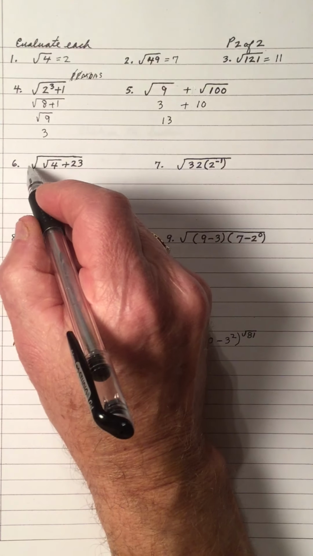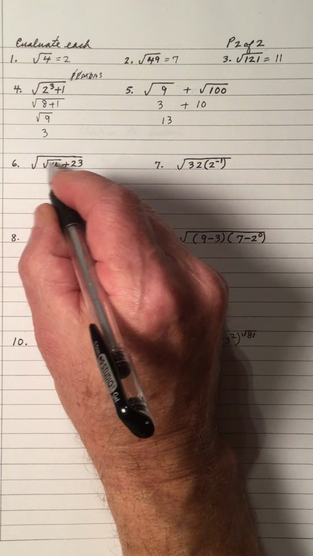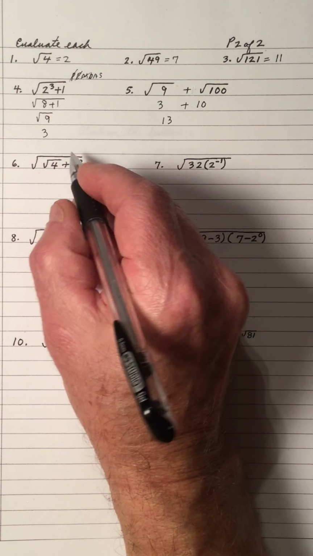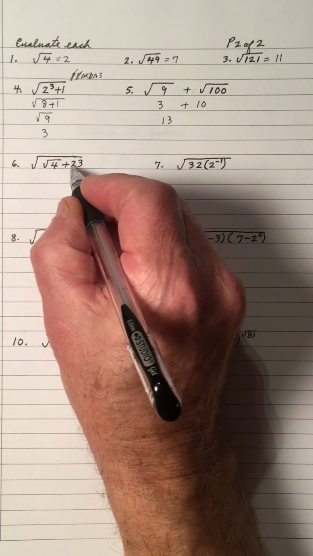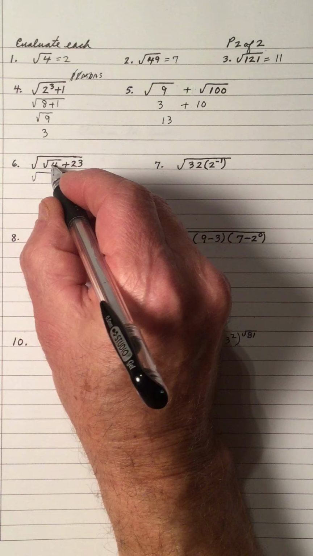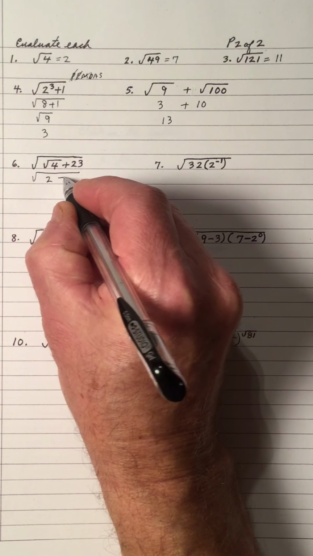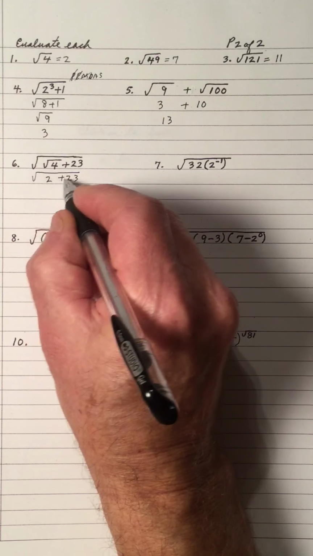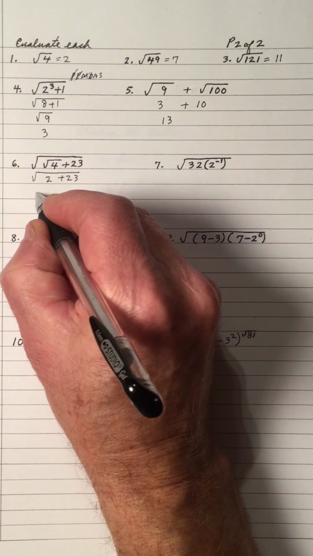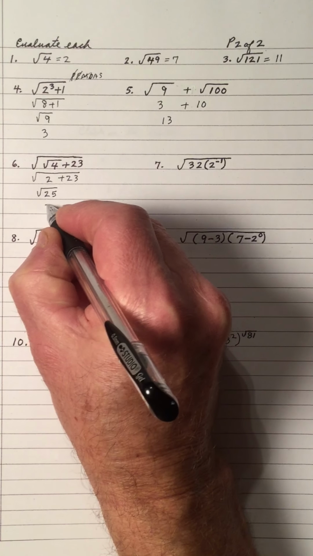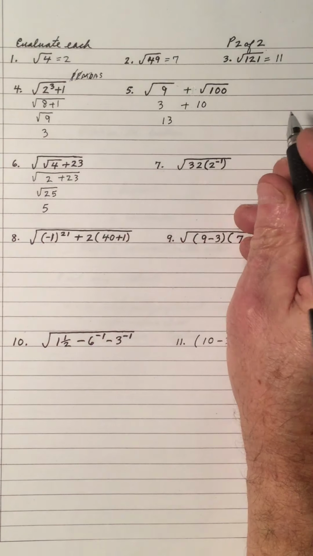And number 6, we have the square root of the square root of 4, plus 23. So let's work out the inner square root first and leave the outside one till after. The square root of 4 is 2. Now we have to simplify the inside of the root here. And so 2 plus 23 is 25. And the square root of 25 is 5.